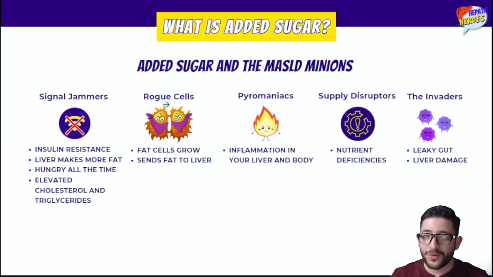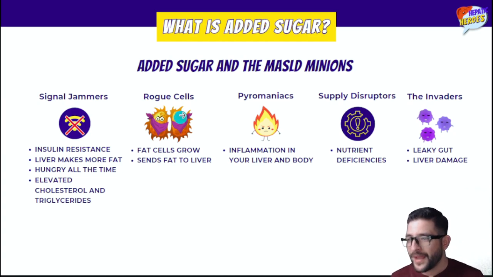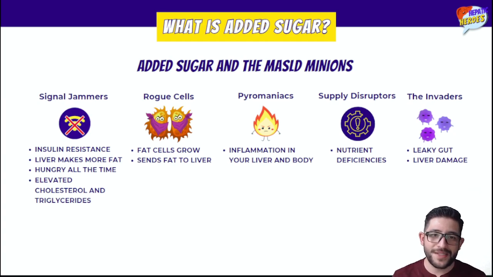Your fat cells will grow because of the excess calories and also because of all the dysfunction that'll occur when you're consuming too much added sugar, which will then send fat to your liver, like we learned earlier. All of the inflammation just gets increased throughout your entire body and of course in your liver. It'll also trigger supply disruptions and nutrient deficiencies, such as magnesium, zinc, vitamin D, vitamin A, vitamin E, vitamin C, a ton of different nutrients you will become deficient in.